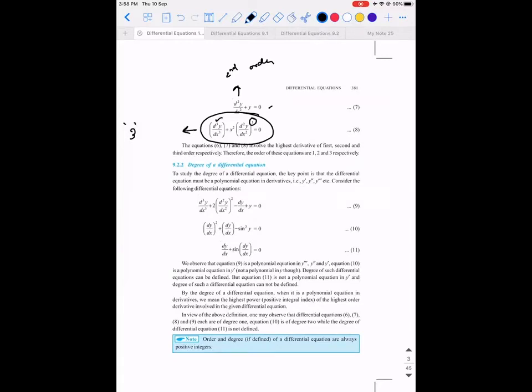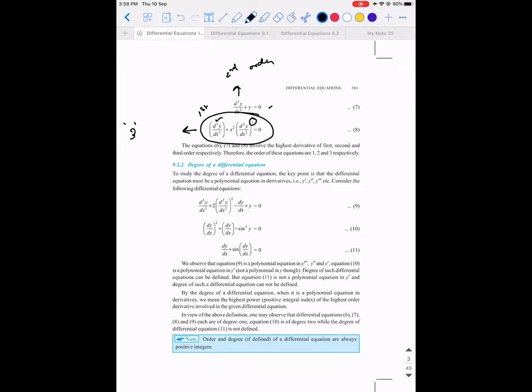Because of d cube y by dx cube. The first one, d cube. It is because of dy by dx. So here what is happening is order and something, that power is there. No, the power also has another name. You need to be careful. It is because of the number of times the function is differentiated that we are able to say that the order is 3.